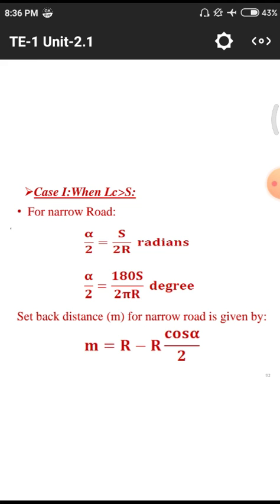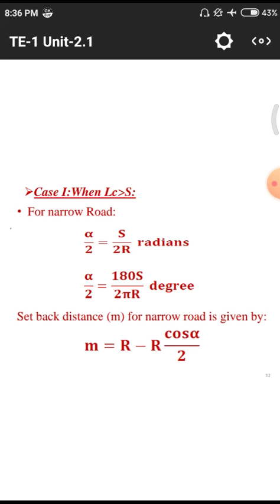In terms of radians and degrees: alpha by 2 equal to s by 2r, in terms of radians. Alpha by 2 equal to 180 s by 2 pi r, in terms of degrees.